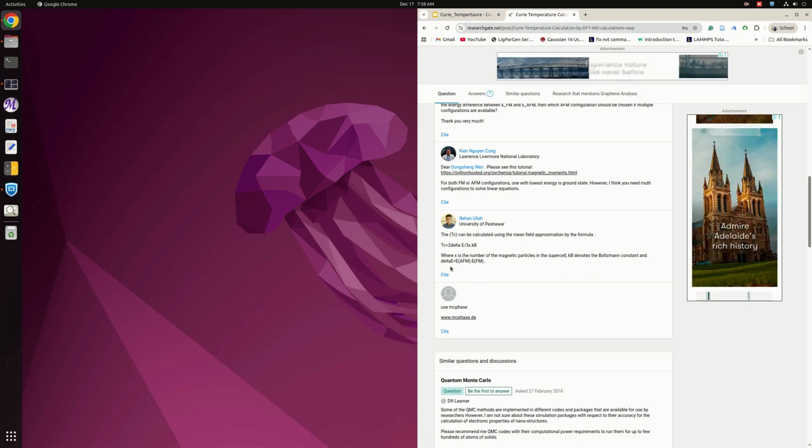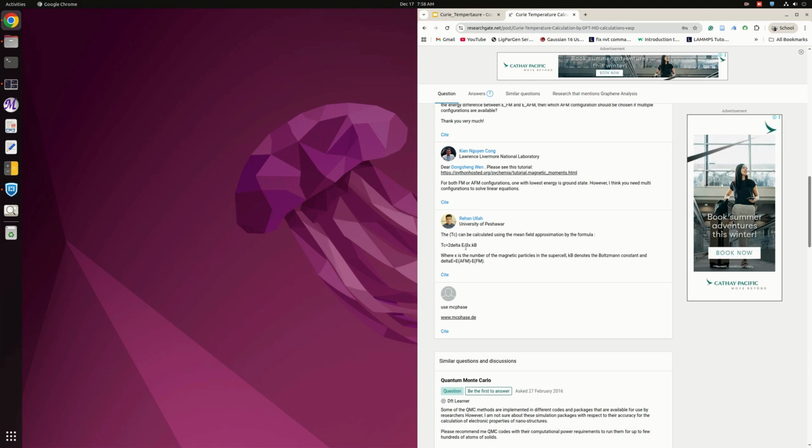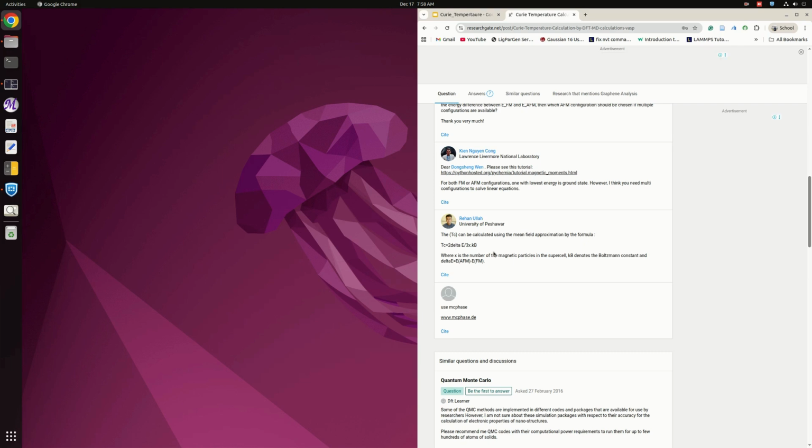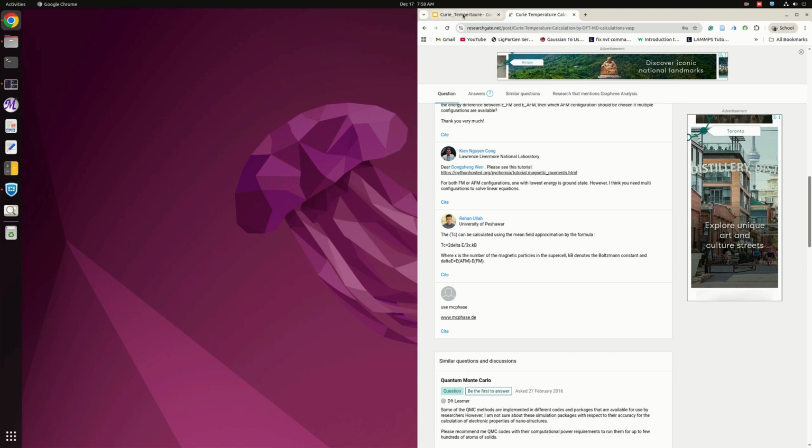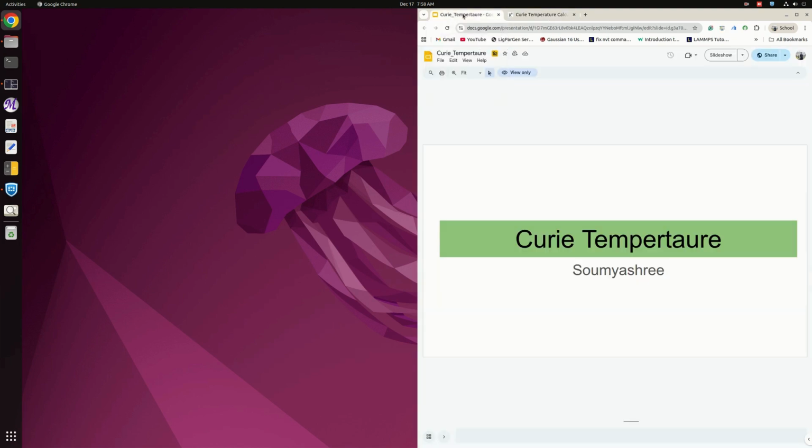What I found is that from here we only need the energy of the antiferromagnetic system and the ferromagnetic system, like the ferromagnetic calculation and the antiferromagnetic calculation for the same system, and then we can find this TC value. So I have tried to do some calculation, which I'm going to show over here. Okay, before going ahead, let me first summarize what the Curie temperature is.